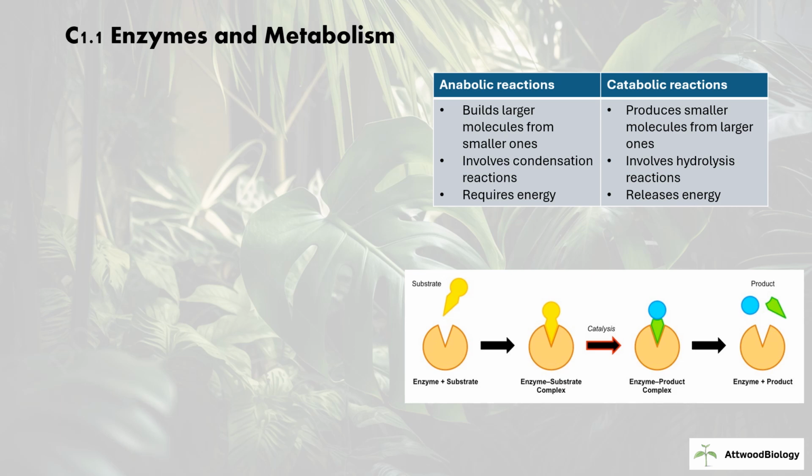Okay, enzymes. So enzymes and metabolism. We're going to talk quickly about anabolic and catabolic reactions. We need to know the definitions for these. Anabolic builds larger molecules from smaller ones. It involves condensation reactions because we're putting things together and therefore water's given off, and it requires energy. Catabolic reactions are the breakdown of large molecules into smaller ones, involve hydrolysis, so therefore using water, and these release energy.